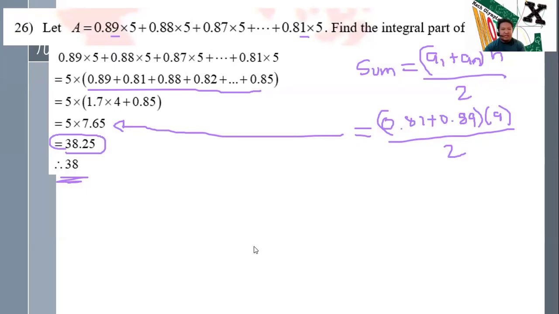Any question for that one? Verification. Are we clear with that one, everyone?